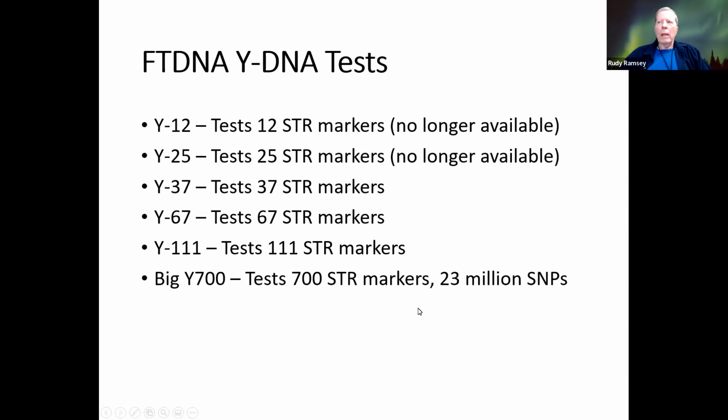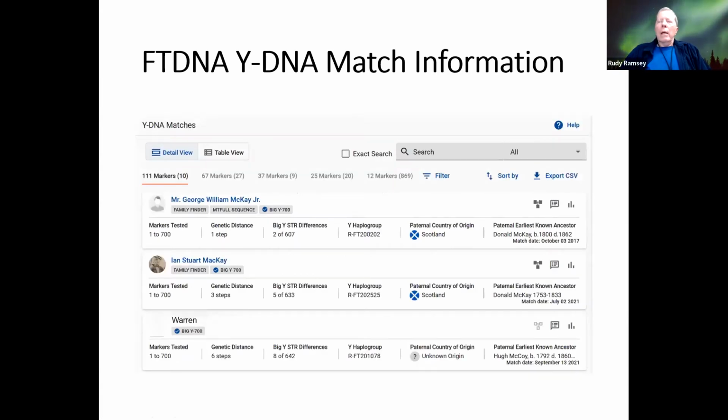So here is what you see if you have a Y-DNA sample at Family Tree DNA. When you go into your Y-DNA match page, the first thing you see is this. Please pay attention to this row right here. I think you can all see my cursor moving back and forth.